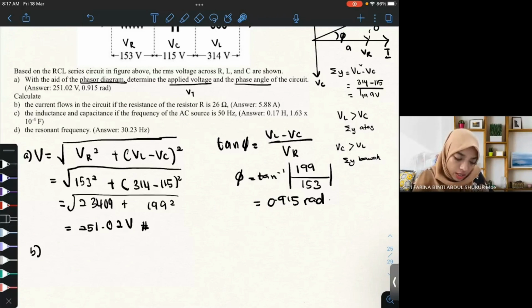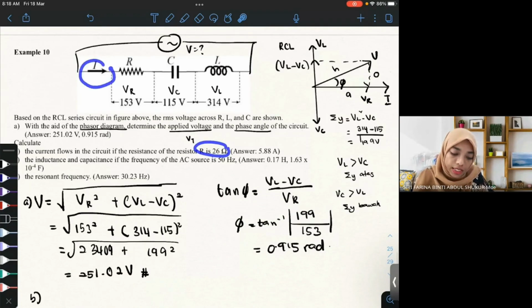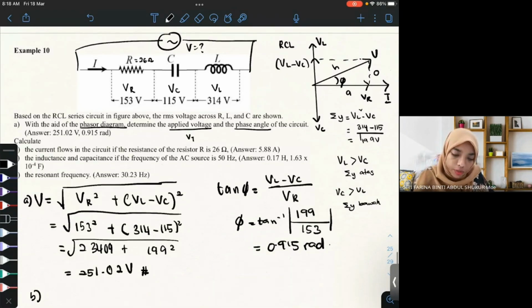next question is, calculate the current flows in the circuit if the resistance of the resistor is 26 ohm. Okay, kita nak cari apa nilai current yang akan lalu dekat circuit sini if given that this resistor is 26 ohm. Okay, alright. Kalau kamu tengok, I yang datang ni adalah I daripada power supply. It comes, it passes through the resistor, continue to pass through across the capacitor, continue to pass through across the inductor, and then go back to the supply.